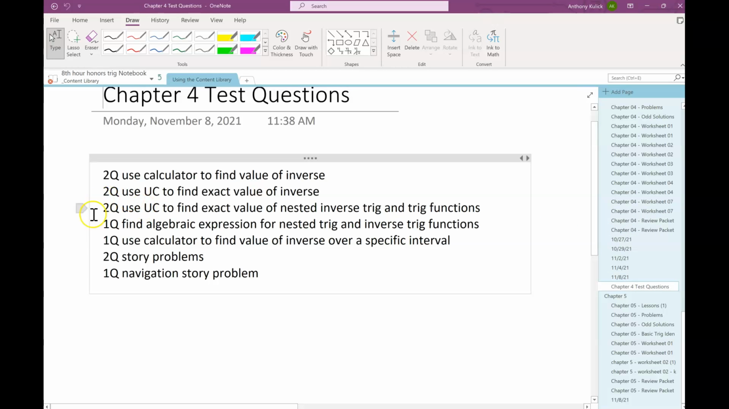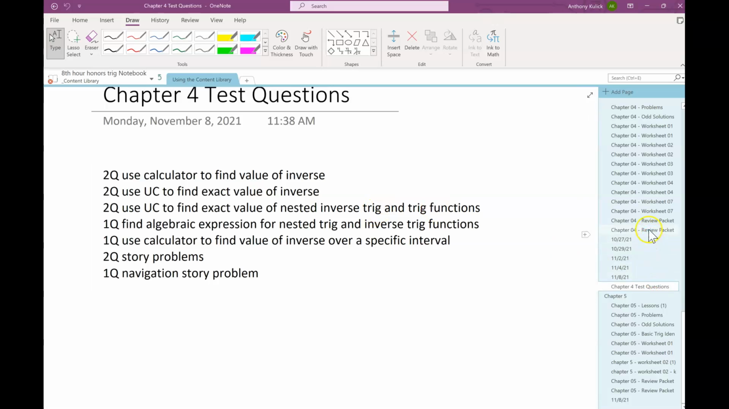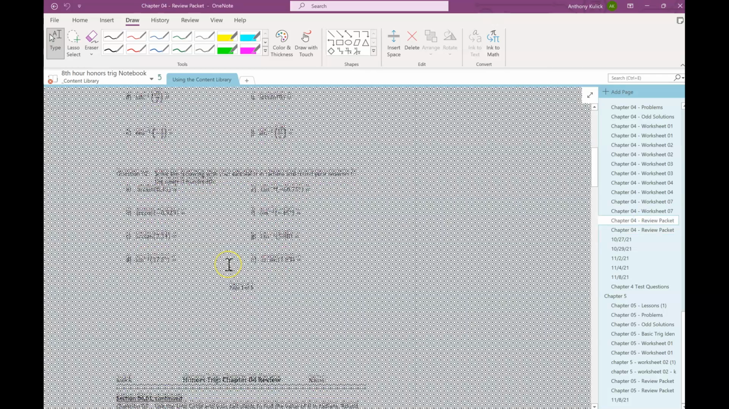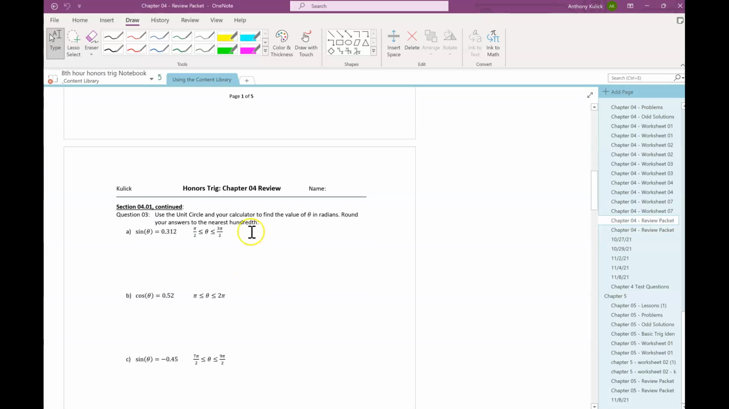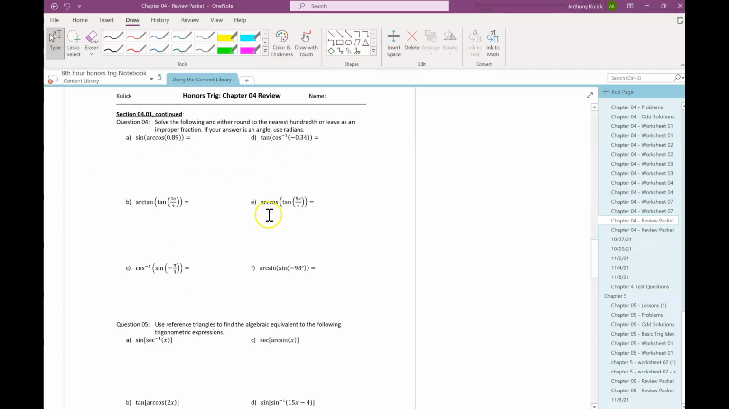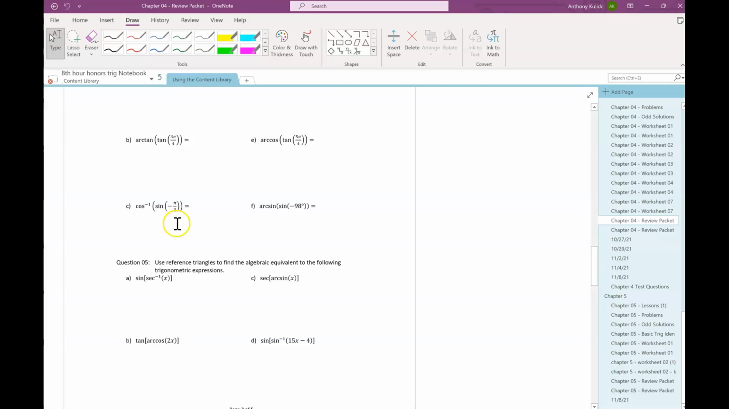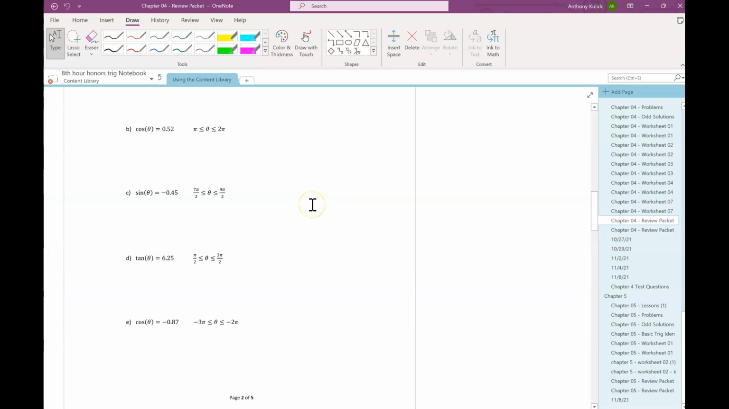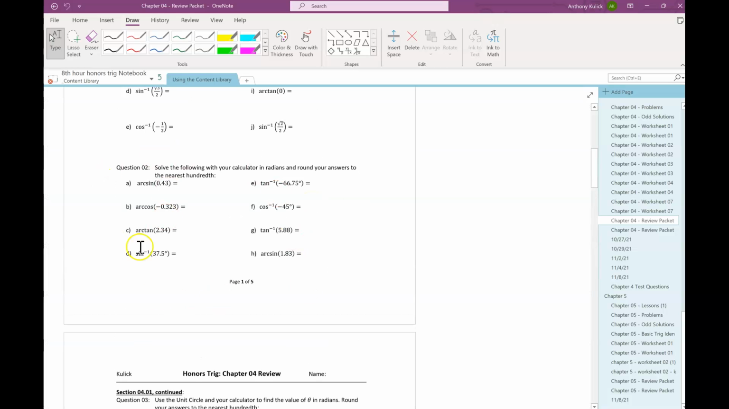Two questions where we want to find the unit circle to get the exact value of a nested inverse and trig function. So that's like these questions on page 3 of the review. These ones right here. Okay with that? FYI, these ones were like type in your calculator questions, right?